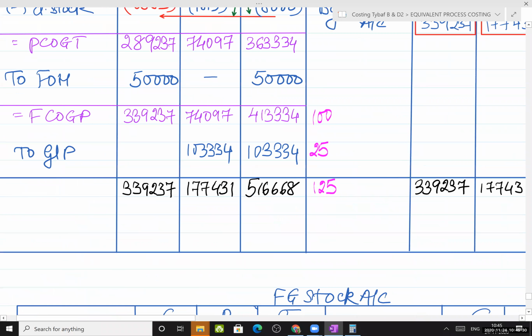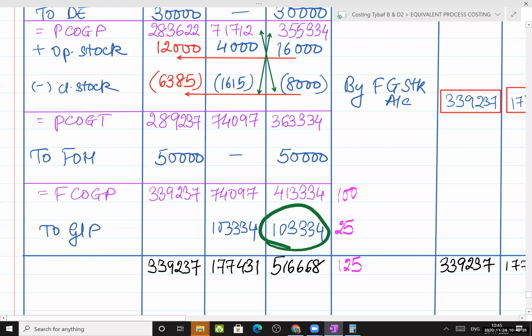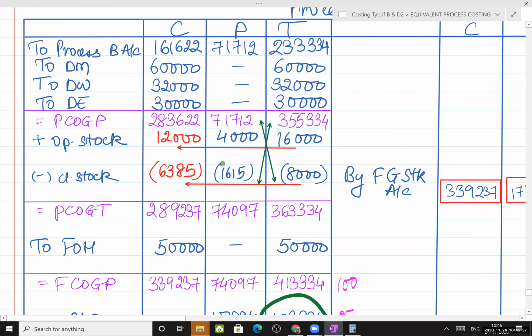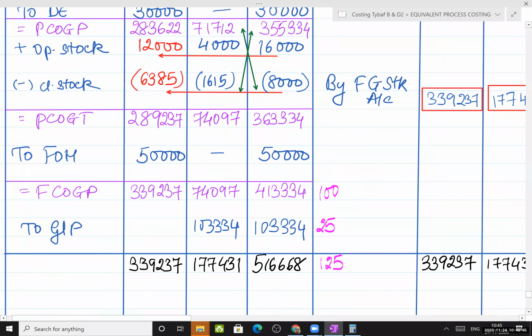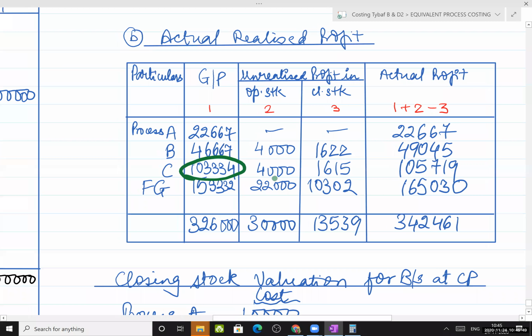process C, gross profit is how much? 1,03,334. ओपनिंग स्टॉक में प्रॉफिट कितना है, 4,000. क्लोजिंग स्टॉक में प्रॉफिट कितना है, 1,615. ओके, so write it. Gross profit, profit in opening stock, profit in closing stock.